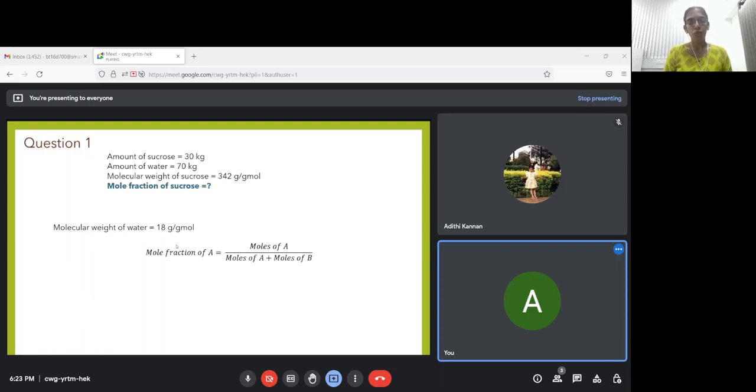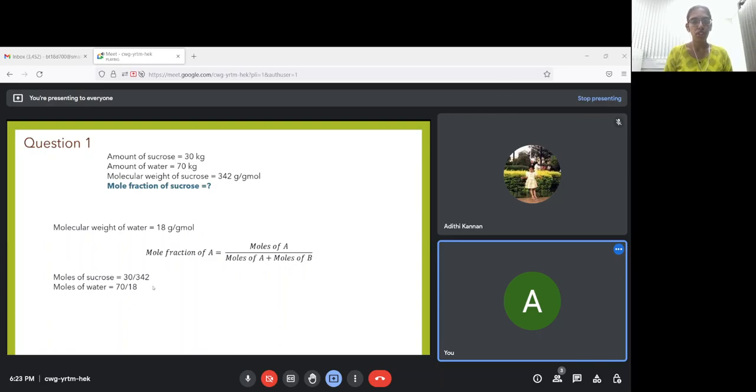And in order to calculate the mole fraction of any compound, say in a mixture of A and B, the mole fraction of A will be calculated by moles of A divided by moles of A plus moles of B. In this case, we need to calculate the mole fraction of sucrose. So A will be sucrose and B will be water. We first need to figure out the moles of sucrose and water. Moles of sucrose is amount divided by molecular weight, so 30 kg divided by 342 gram per gram mole. And the moles of water is 70 kg divided by 18 gram per gram mole.